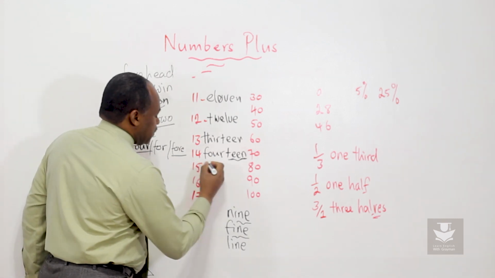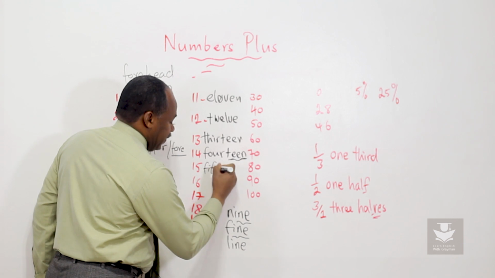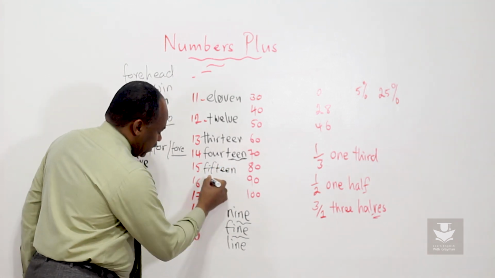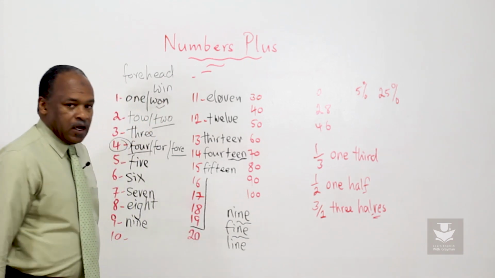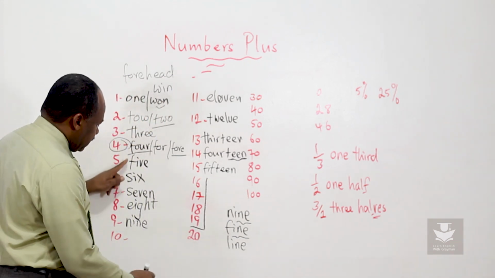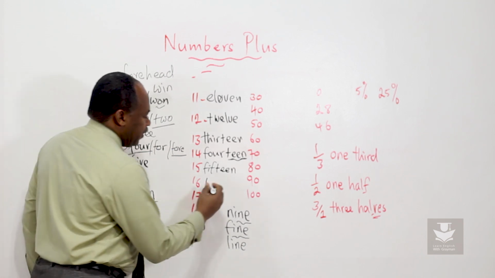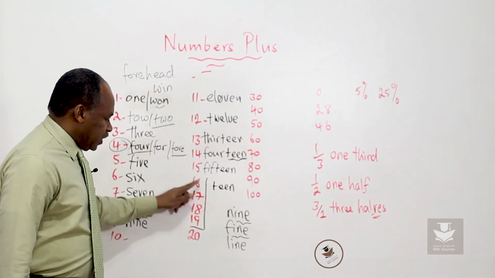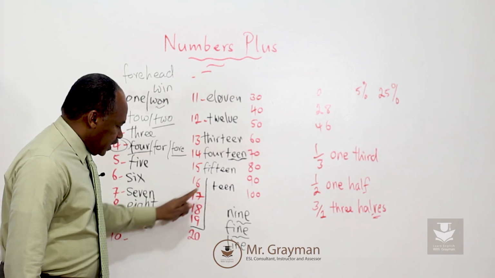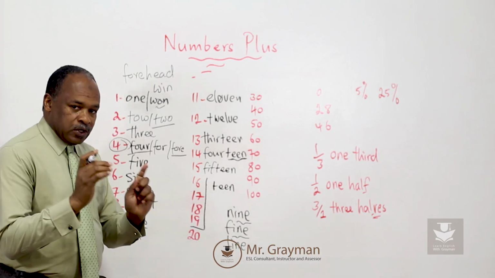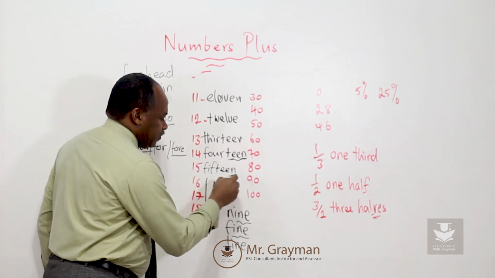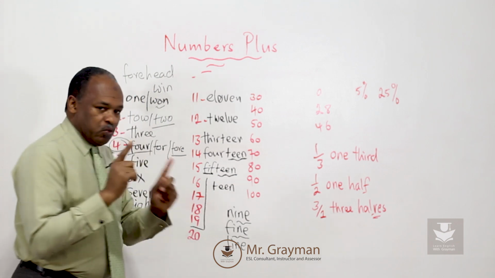5 here is going to be a little bit different. It's going to be 15. From 6 to 9, we have the same numbers here. The only thing we're going to add is teen. 16, 17, 18, 19. Make sure you do not leave any space between this part of the word and this part. It is one word.